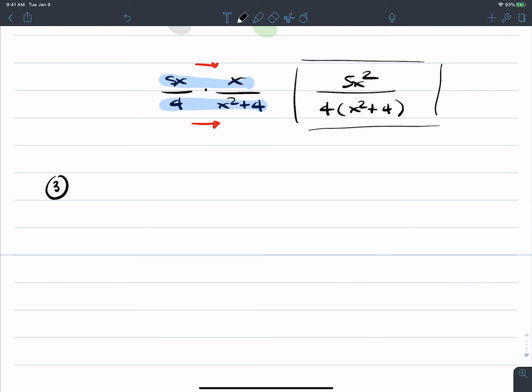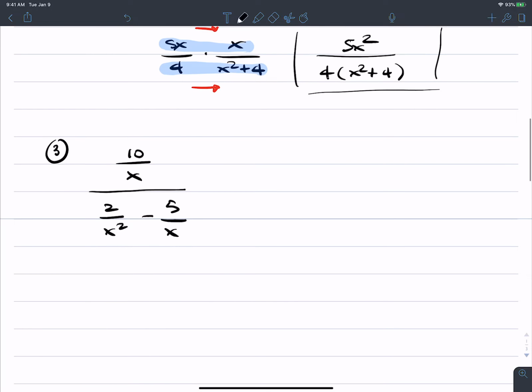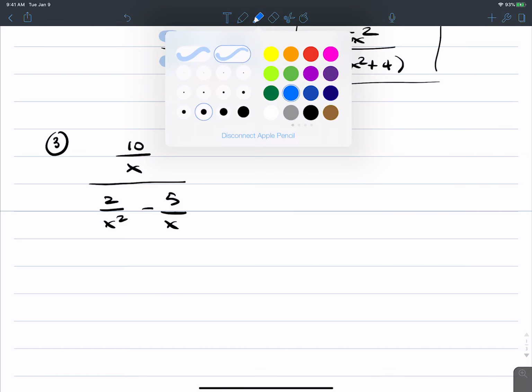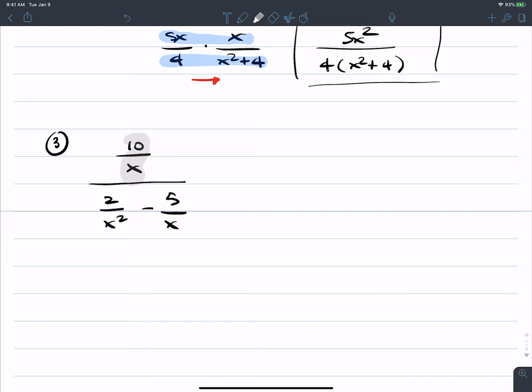Number 3. 10 over x over 2 over x squared minus 5 over x. So I have here, again, a fraction in the numerator position. I have a difference of fractions that are unlike in the denominator position, and they're asking us to divide. So it's a complex fraction.